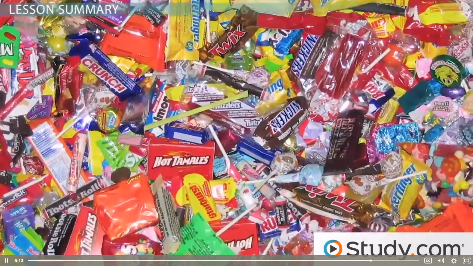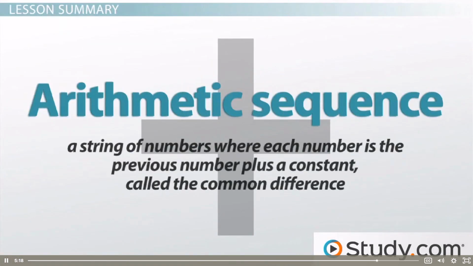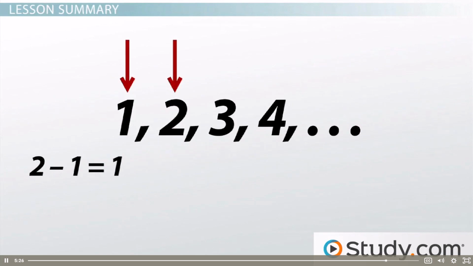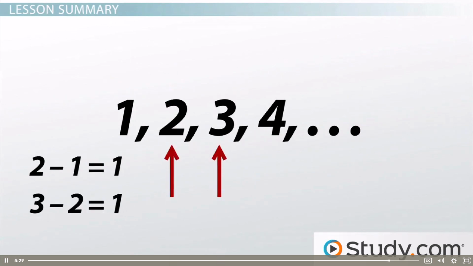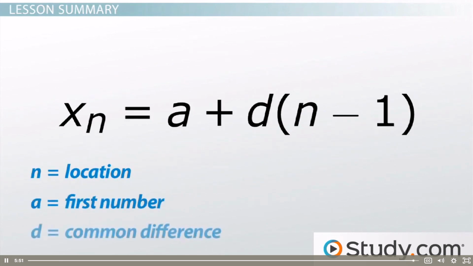Now that we are done and we have a bunch of imaginary candy bars, let's review. An arithmetic sequence is a string of numbers where each number is the previous number plus a constant, called the common difference. To find the common difference, we take any pair of successive numbers and we subtract the first from the second. We should get the same common difference for any other pair of successive numbers in our sequence. The formula to find any number in our sequence is x sub n equals A plus D times n minus 1, where n represents the location of the number in our sequence. A is the first number in our sequence, and D is our common difference.